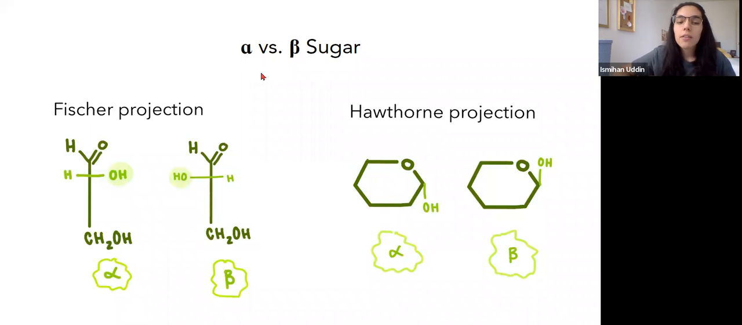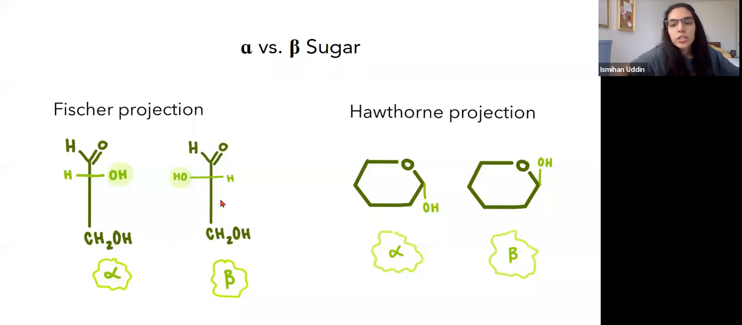We also have alpha versus beta sugars. Again, with the Fischer projection, we're analyzing the chiral center closest to the carbonyl. Remember last time it was the farthest chiral center? Now it's the one closest to the carbonyl. If the hydroxyl group is on the right, it's an alpha sugar, and if it's on the left, it's a beta sugar.